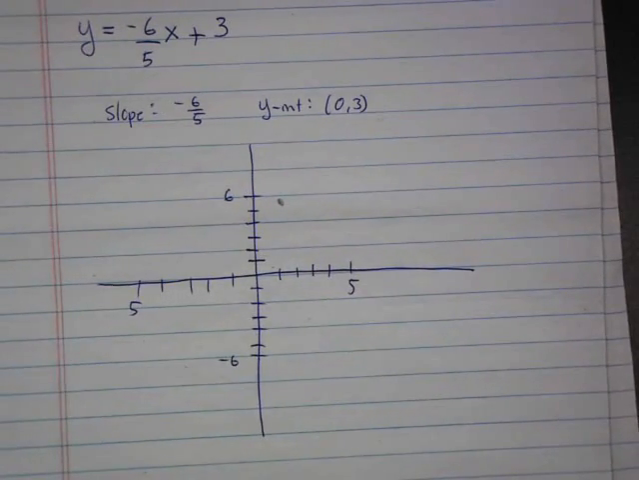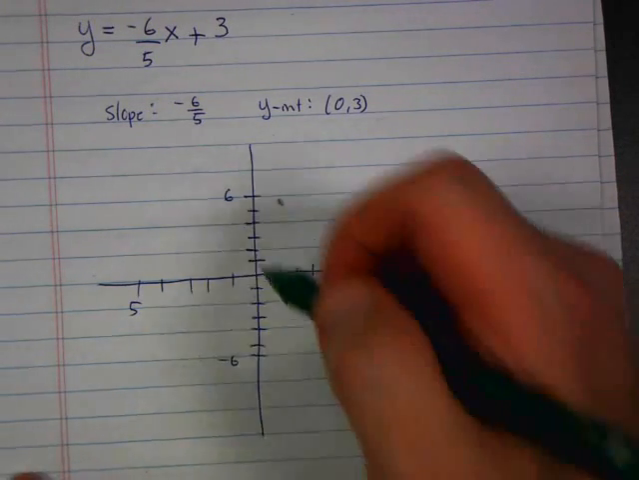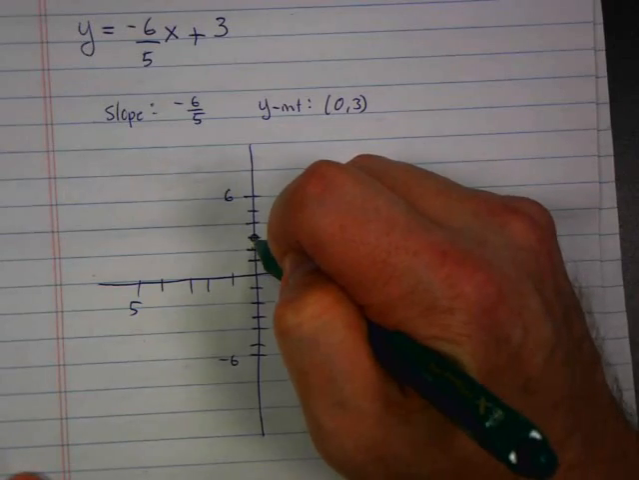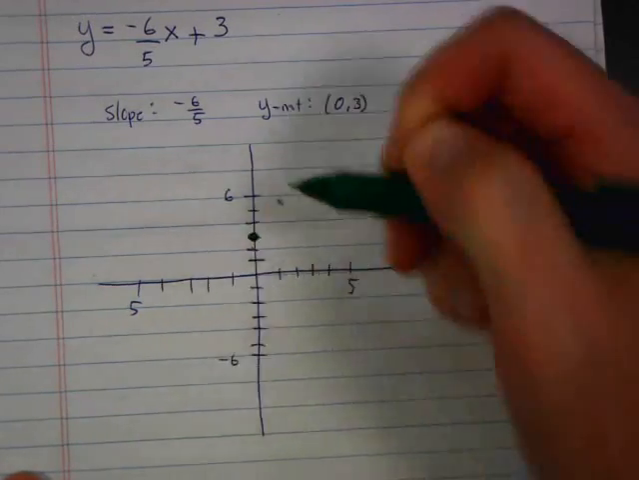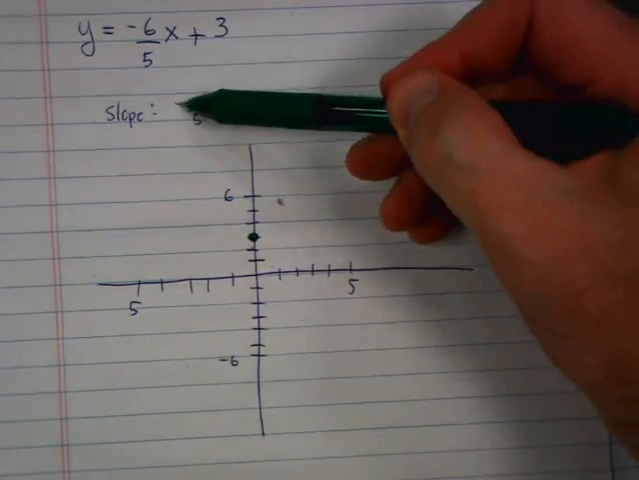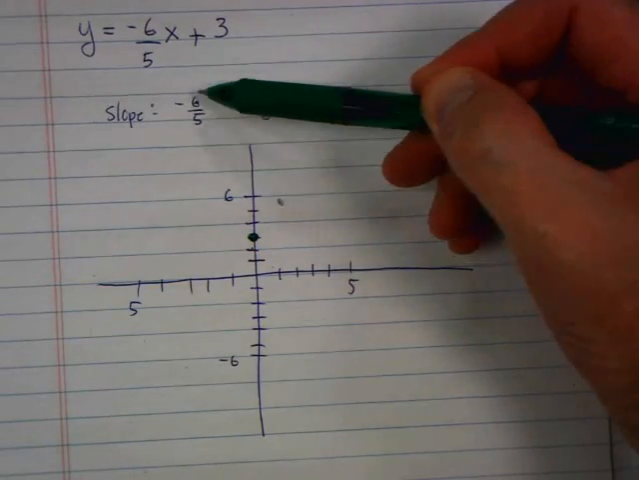How do I use that slope and use that intercept to draw a graph? Well, where's the y-intercept again? Start at the intercept, 0, 3. 1, 2, 3 right there. And then you said exactly the right thing. I go down 6 because it's a negative and over 5.